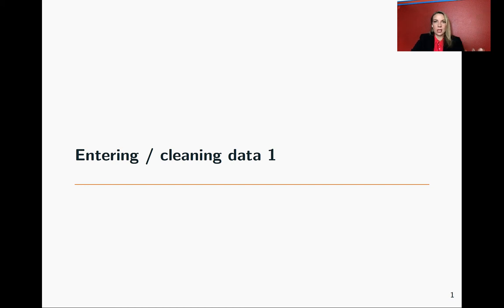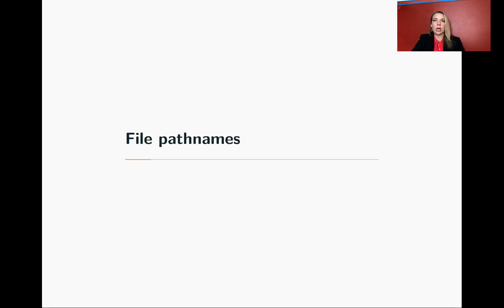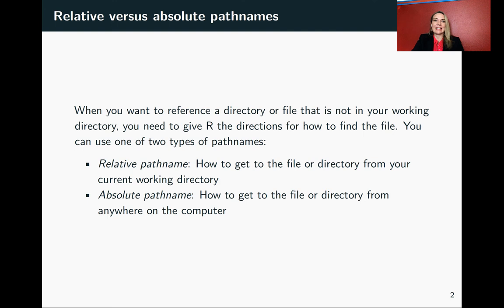Now that you understand a little bit more about your computer's file directory structure, we're going to talk some about file path names and how you can explain to R how to get to files saved in different locations. So, when you need to reference a directory or a file from R, if it's in your working directory, you're fine. You just use the name of the file.